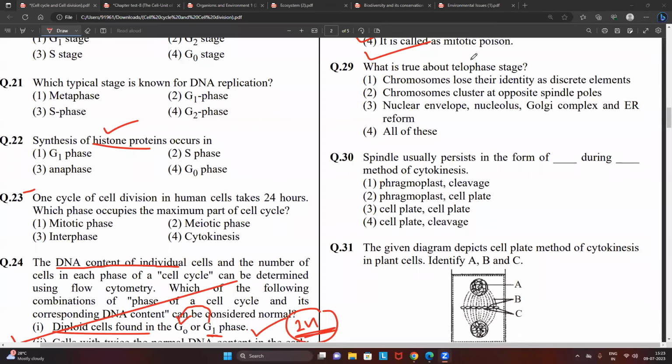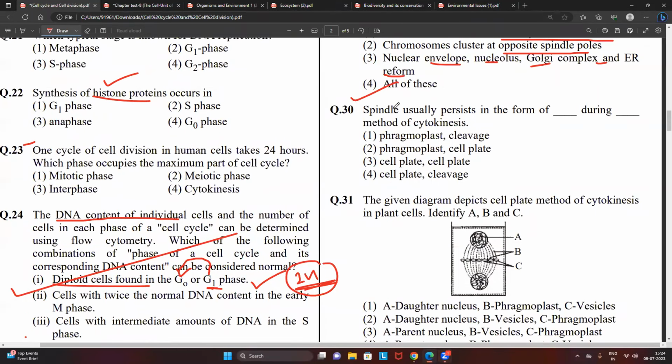What is true about telophase, the ending stage? Chromosomes lose their identity as discrete elements. Correct. Of course, true. Chromosomes cluster at opposite spindle poles, right? Nuclear envelope, nucleolus, Golgi complex, ER pieces, all are getting reformed. And the answer will be all of these. Good.